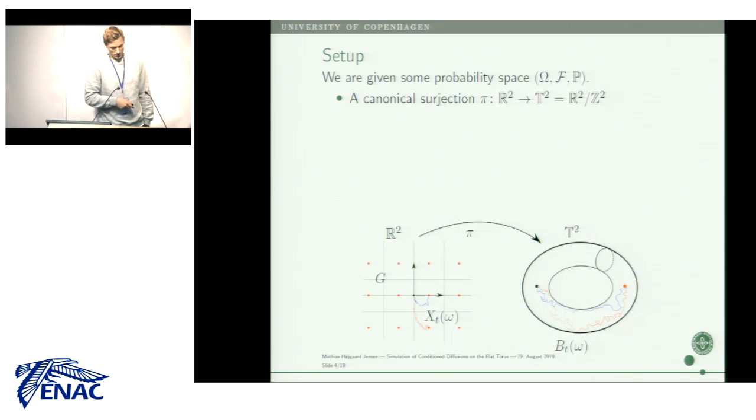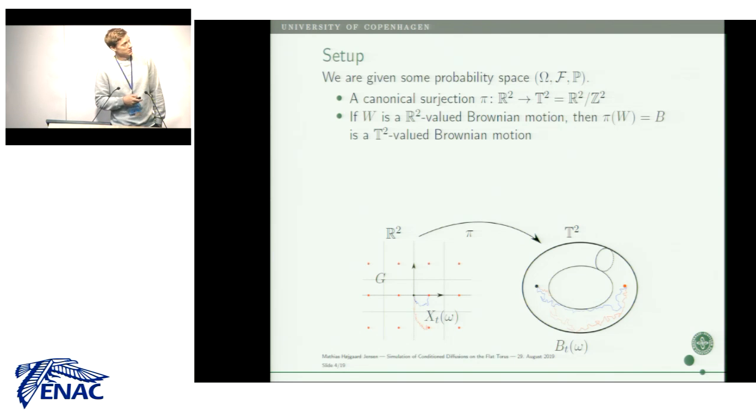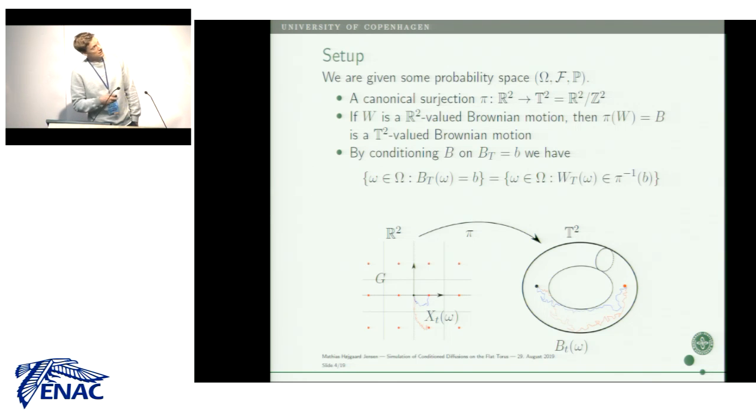So we consider a canonical projection from the two-dimensional Euclidean space onto the torus, obtained as the quotient manifold of R^2 modulo Z^2. And in this case, two-dimensional Brownian motion is just projected onto a Brownian motion on the flat torus. The intuition here is that if we condition the Brownian motion on the torus by some point, then we would get a Brownian bridge on the flat torus here.